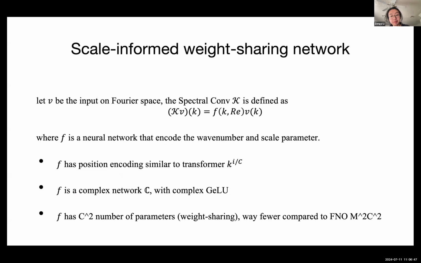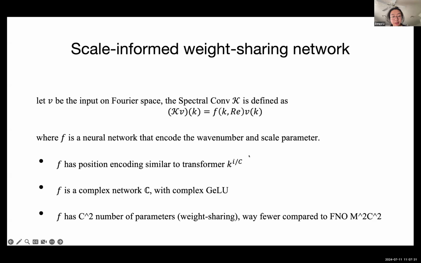Right. So the kernel of the Fourier transform, kappa, is parameterized by a function on the Fourier space, f. This function f is going to depend on the index, which is the frequency k, and the scaling parameter re here. So this re is equivalent to the domain size L, or equivalent to the viscosity mu here. Given these inputs, the model will get the full information of the underlying equations, and it will have the capacity to predict for different equations given different real numbers.